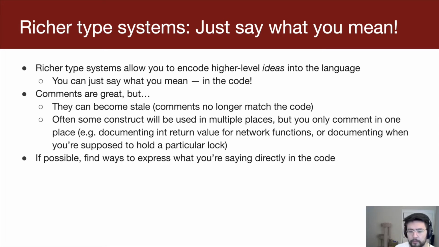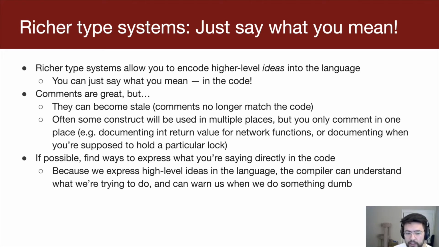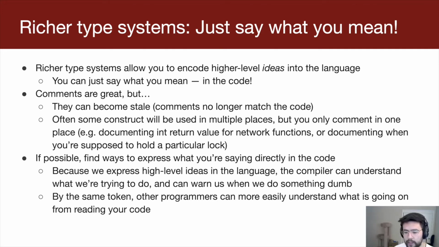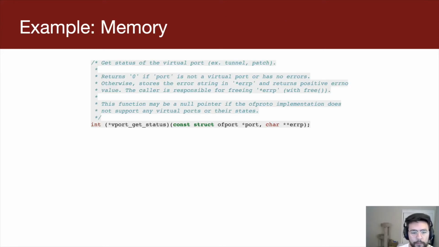So if possible, you want to express what you're saying directly in the code. If you express this in the language, the compiler can understand what you're trying to do, and it'll warn you if you do something dumb. And other programmers can better understand what you're doing just from reading the code, as opposed to having to go and read all your comments and find everything. So some quick examples that you've seen throughout the quarter: memory ownership.